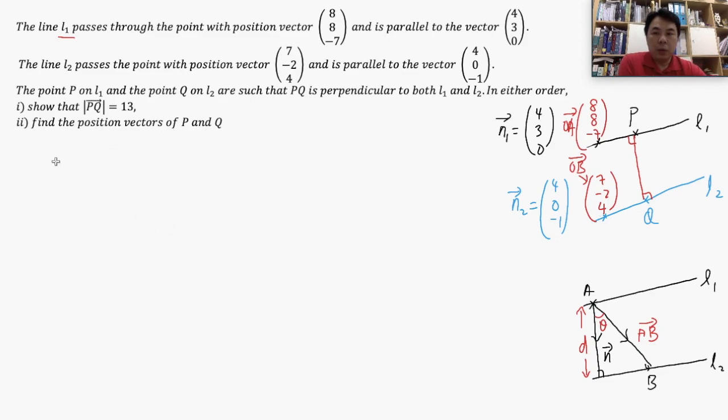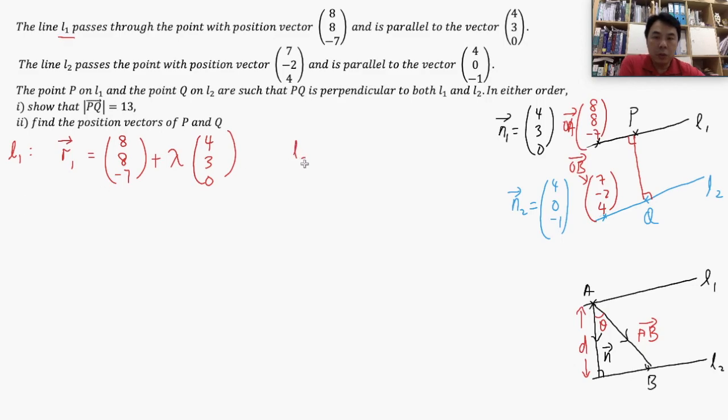Now the second approach is a little different. It's more algebra driven. In this case, I will work out the equation for line 1. The equation for line 1 is given as 8, 8, negative 7 plus lambda times the direction itself. Okay, so that's line 1. Line 2, maybe I will write it down on the other side.